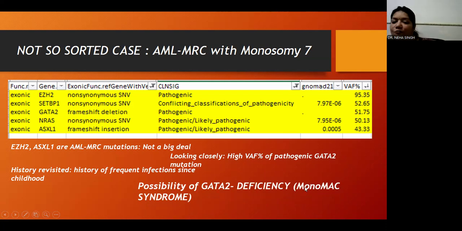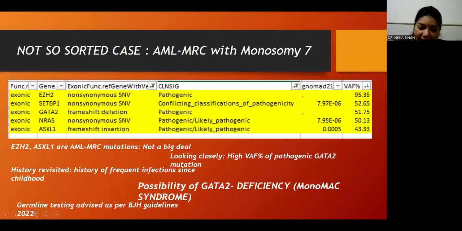This complex of myeloid neoplasm, GATA2 mutation at a high VAF, monosomy 7 is considered to be MonoMAC syndrome. And germline testing was advised in this patient as per the latest BSH guidelines. The BSH guidelines say that if you've come across a point mutation of more than 30% or an insertion deletion of more than 20%, you should suspect a germline mutation and advise accordingly in the patient. If you're suspecting germline, you should ask for a patient sample when he's in remission, or you should test for germline mutations in the sibling or the parent to confirm the diagnosis, because their approach will be completely different.